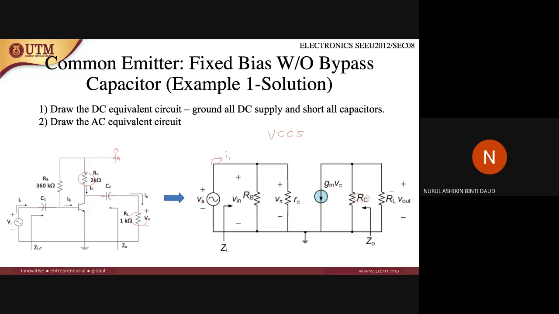Here is the input impedance, at the RB here, and here is the output impedance. The output impedance is here, before RL. So be careful where the location of the input impedance and the output impedance is. Once you draw the equivalent circuit, next we can find the value of AV and AI.